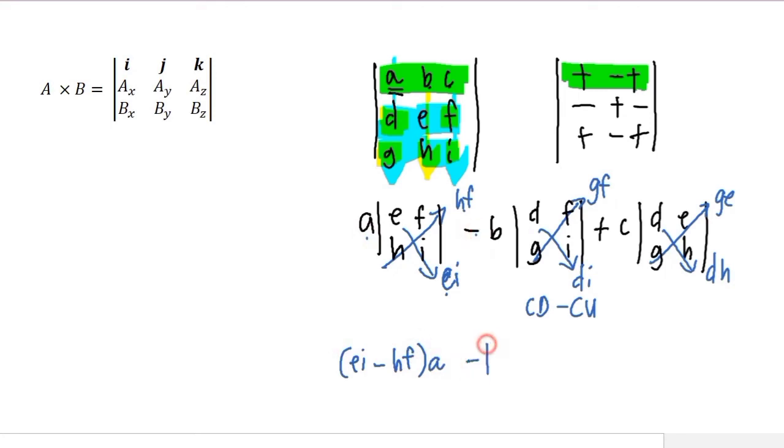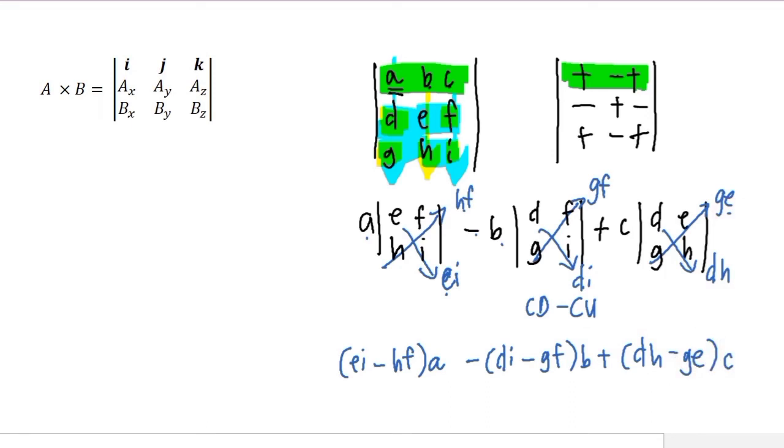And minus yung cross down nito, that's DI. Minus cross up, that's GF. Multiplied by this B here. And for this, you have plus DH minus the cross up, GE. And that's C. No? So, that's one.